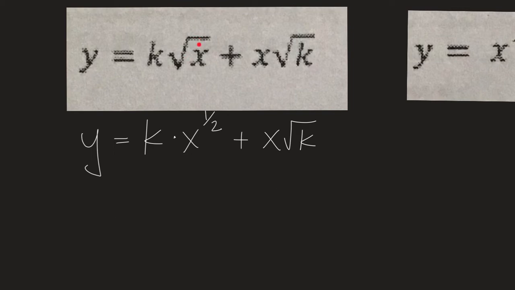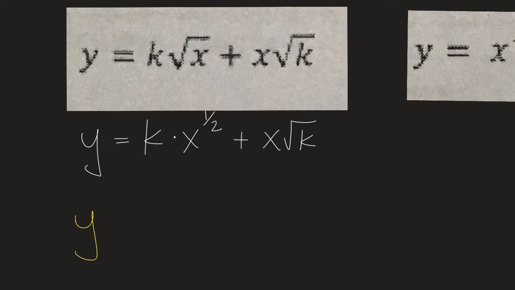So we're going to change my root x to x to the 1/2 power. Okay, and then I'm not going to change the root k because k is not the variable we are differentiating here. We are doing dy dx, so k is going to be a constant in this case. So we're only really concerned about making the x's into powers.